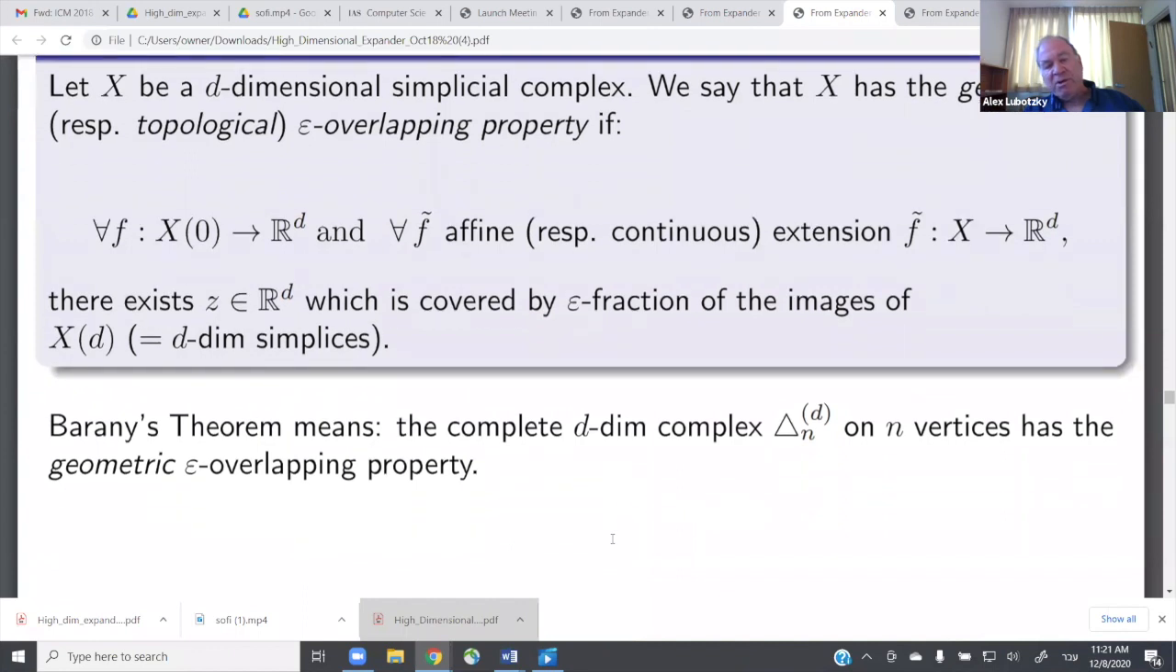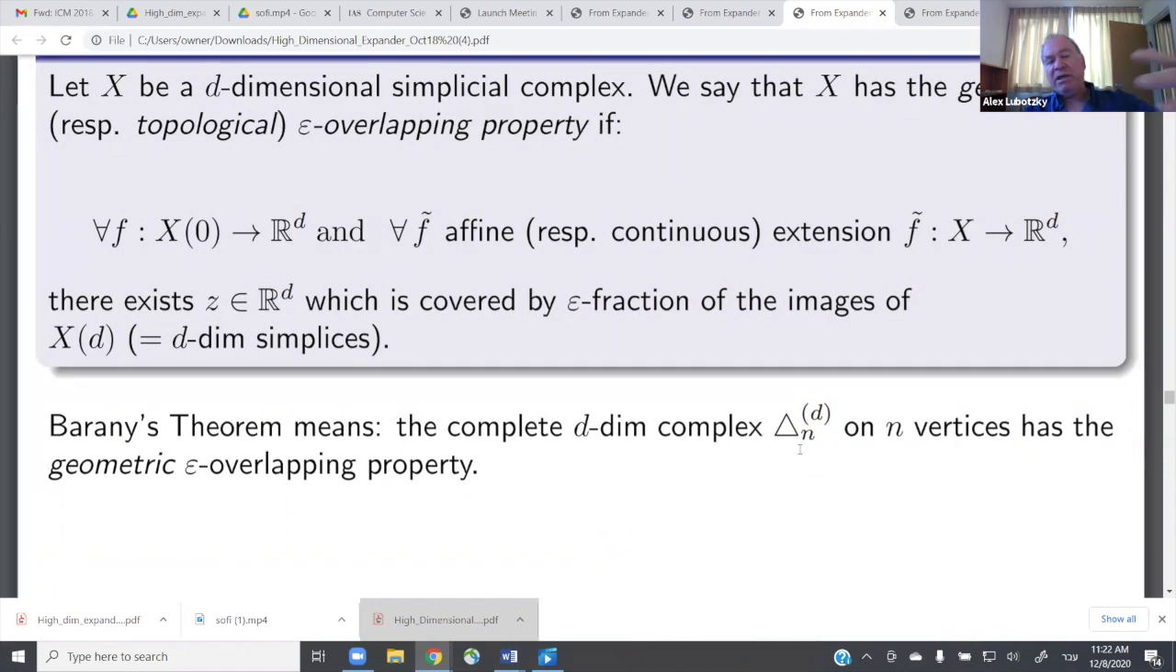So if you think about it for a second, Bárány's theorem means that if you look at the complete d-dimensional complex, namely you take n points, you take all the d+1 subsets of it as the d-faces, then the theorem of Bárány tells you that they have the geometric epsilon-overlapping property.